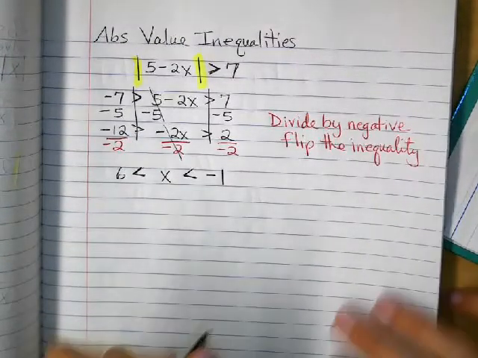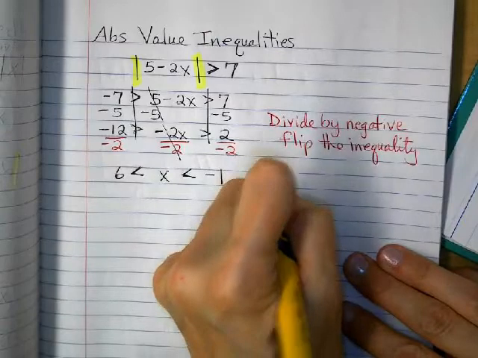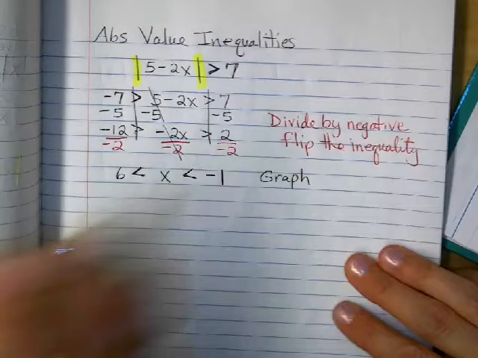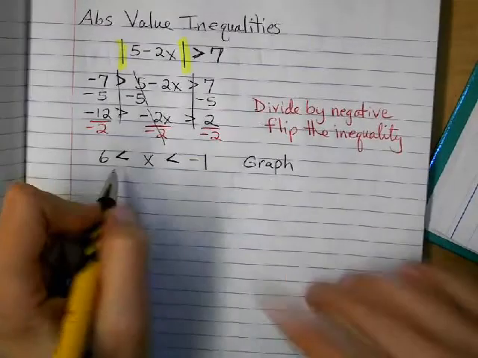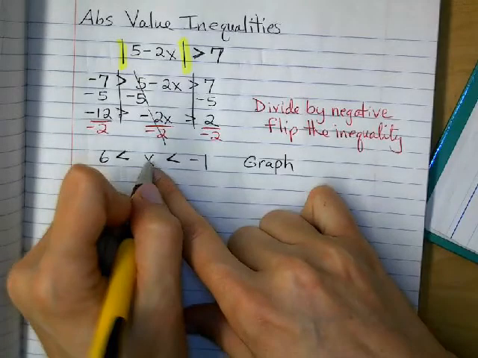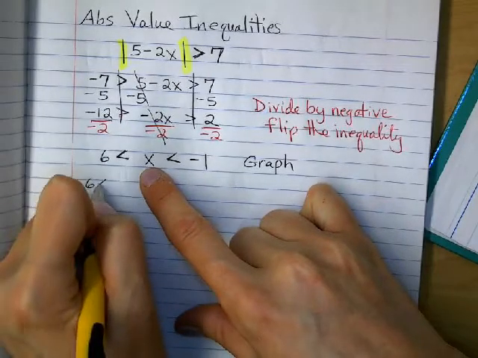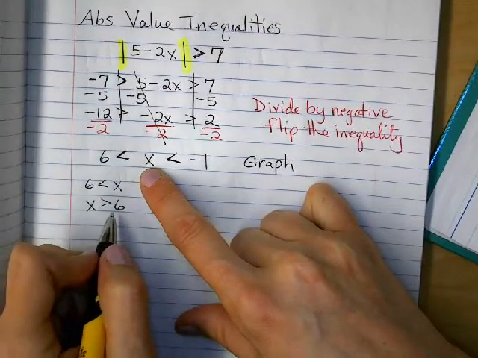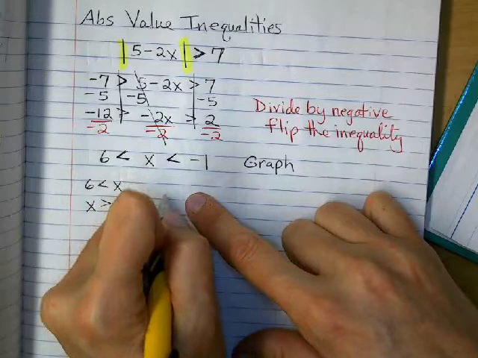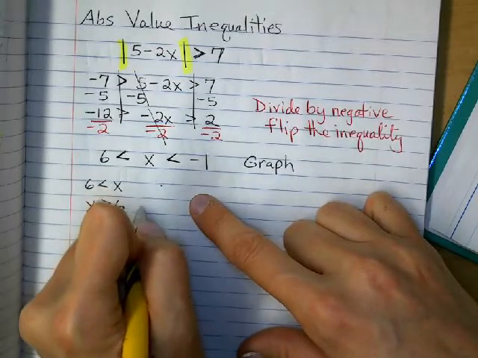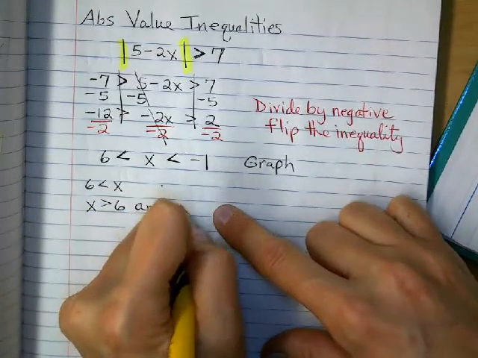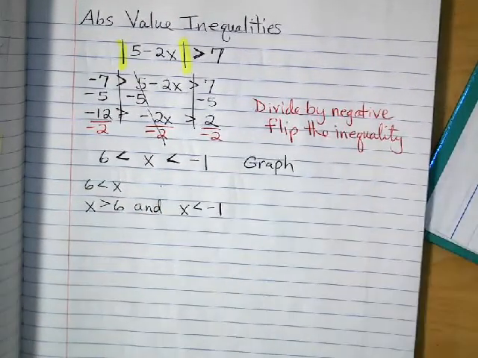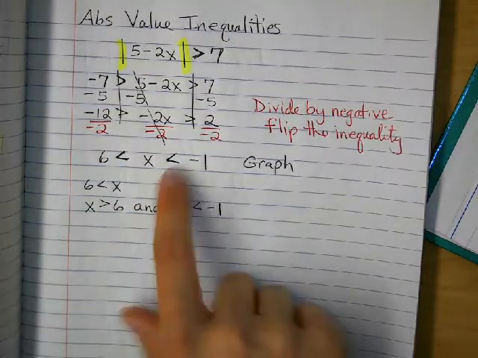Okay, now we need to look at what this means, like look at the graph. Sometimes they have you graph it. So this one is saying 6 less than x. That's the same as x is greater than 6. And then the other one is x is less than negative 1. So you have both of these to graph.